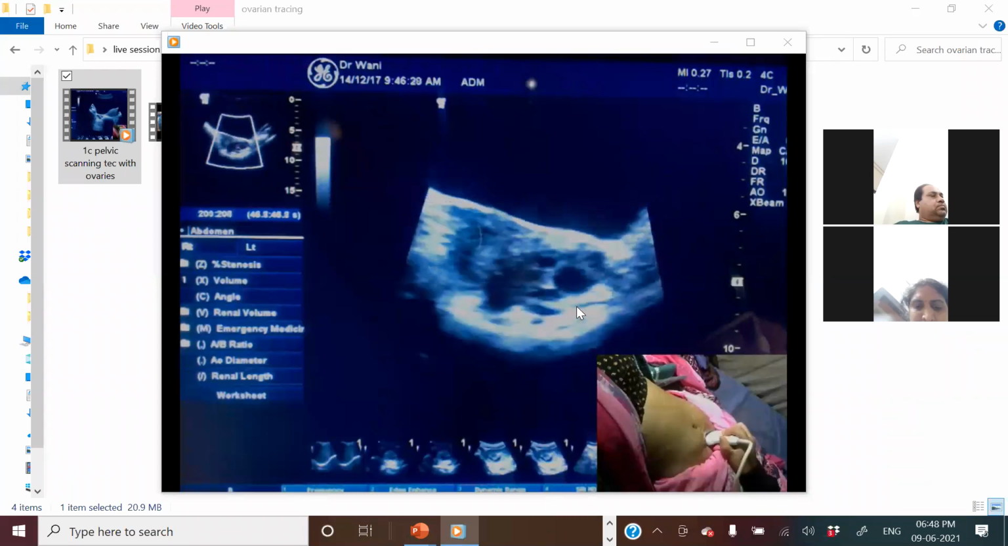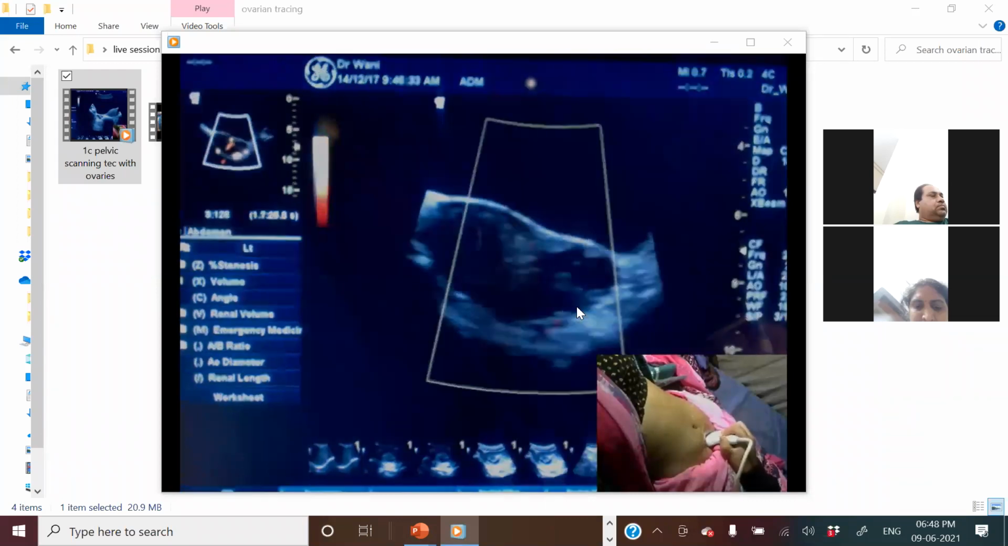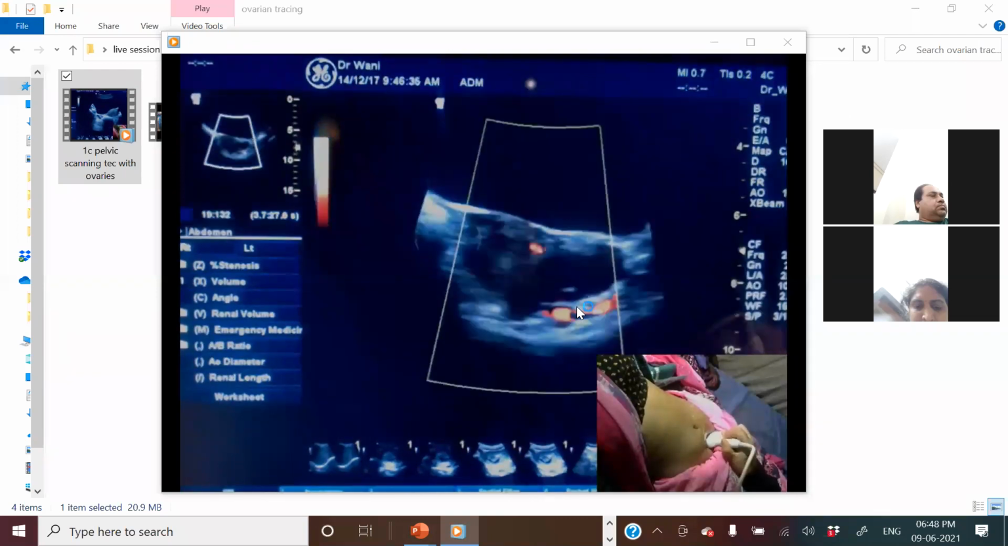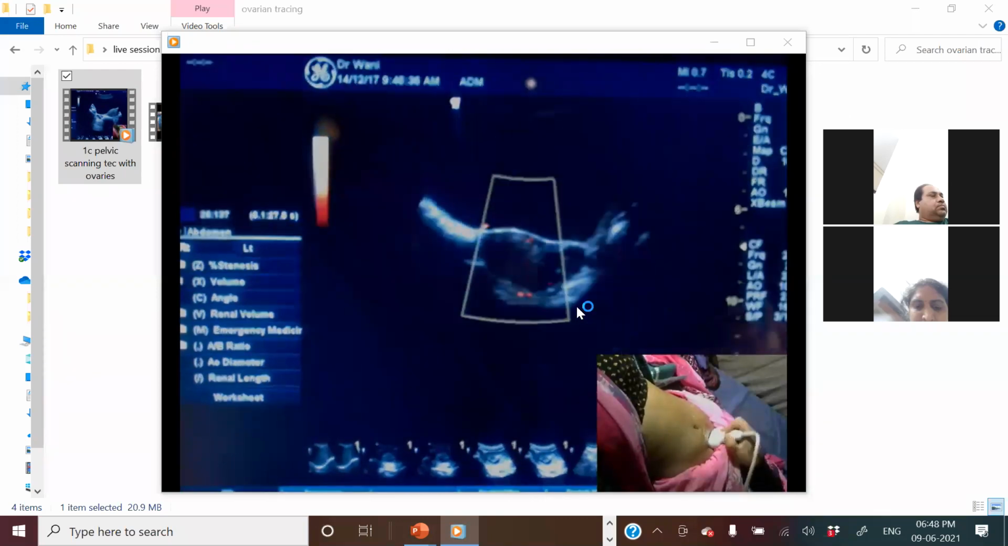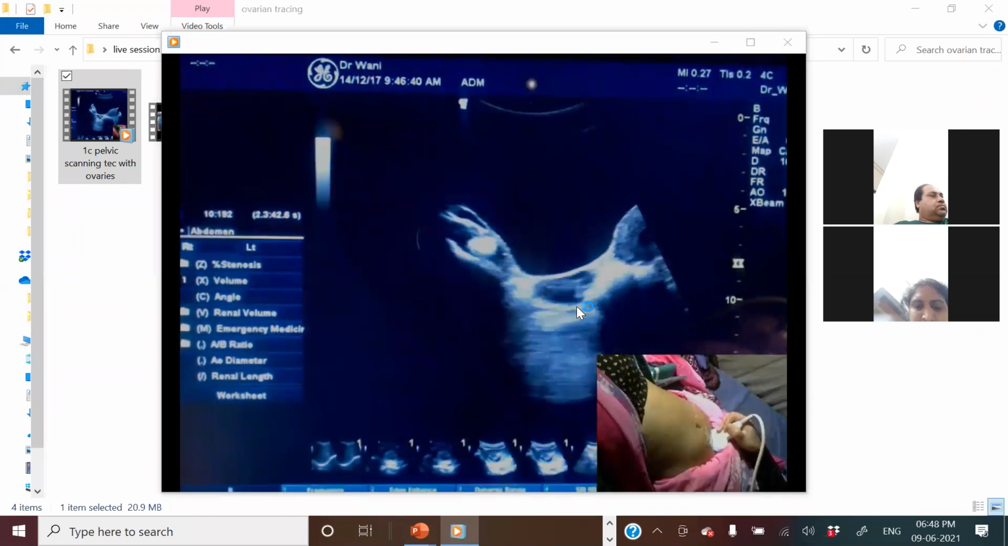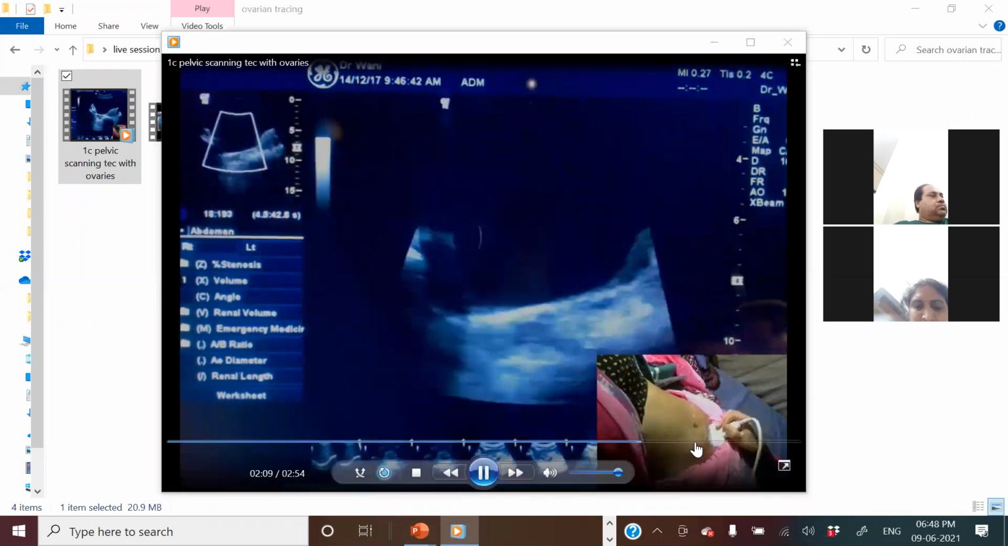that if it is adherent to the posterior wall, not only in the posterior wall, it can be even in the cul-de-sac, near the cul-de-sac it can be. So you have to search for the ovary.